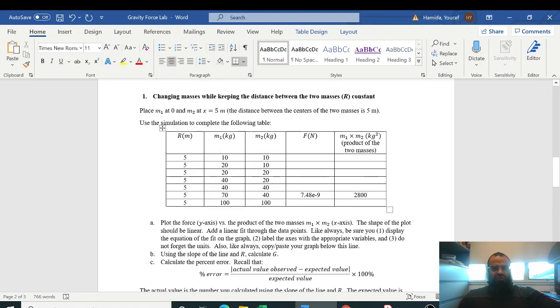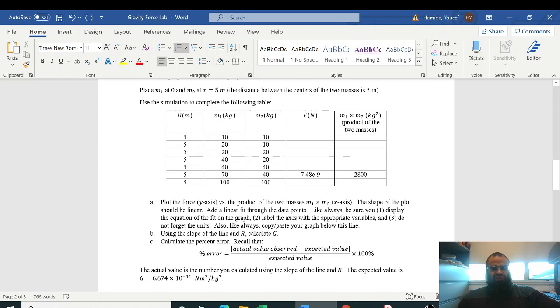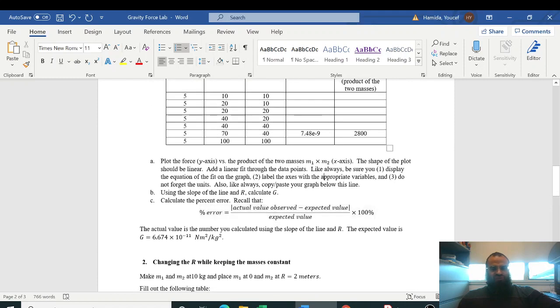Once you complete this table, you're going to make a graph. It says here plot the force on the y-axis, and the product of the two masses on the x-axis. And then it asks you what's the shape of the plot, and it should be linear. And then you will fit a line through the data points, and then you see what you get. And then it says here, using the slope of the line and r, calculate G. So you will calculate that.